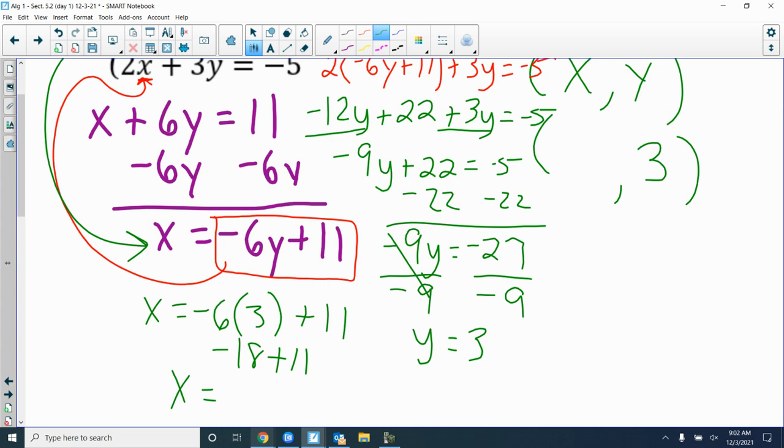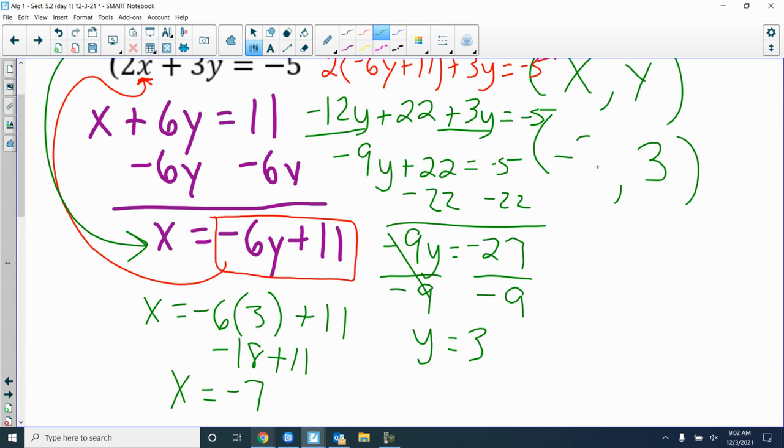Negative 9. No. You can think of it, it's going to be negative. If I subtract those, what's 18 minus 11? I can't do it quick. Well, you've got your calculator right next to you. Negative 7.